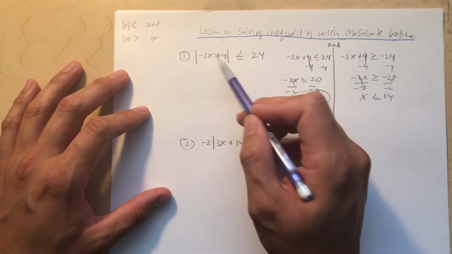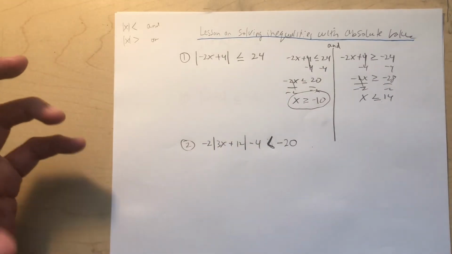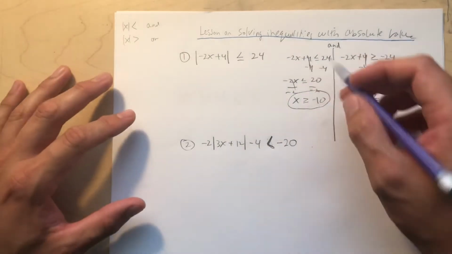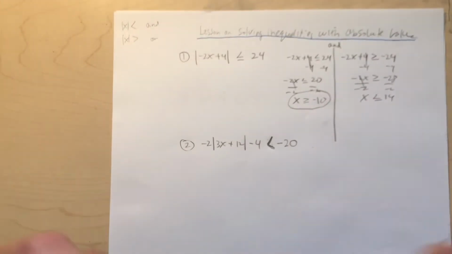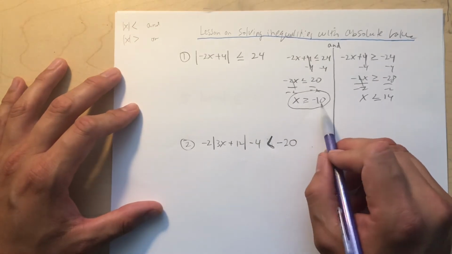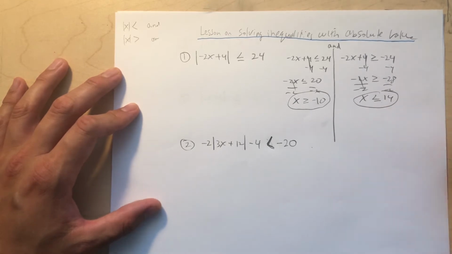Since it's a less than sign, less than 24, there aren't many numbers that work, because if it's negative 25, that's still going to be bigger than 24. So that's why I use the word "and." It's really restricted how many answers there are, okay? So x has to be greater than or equal to negative 10, but then it also has to be less than or equal to 14. So again, it's very restricted.